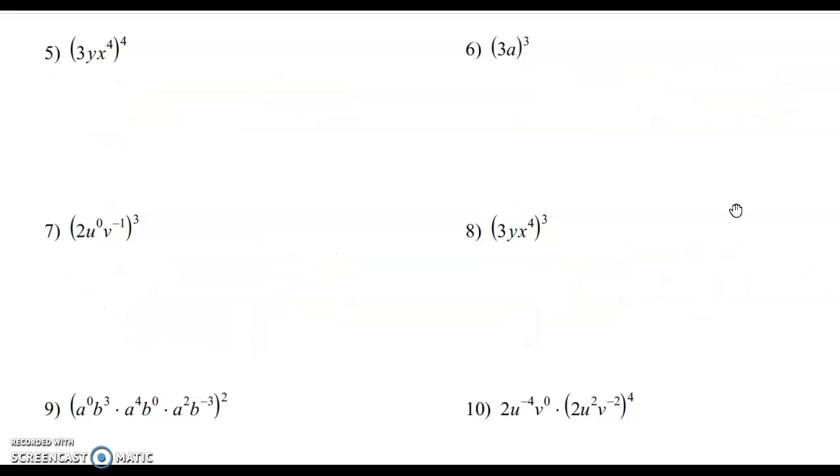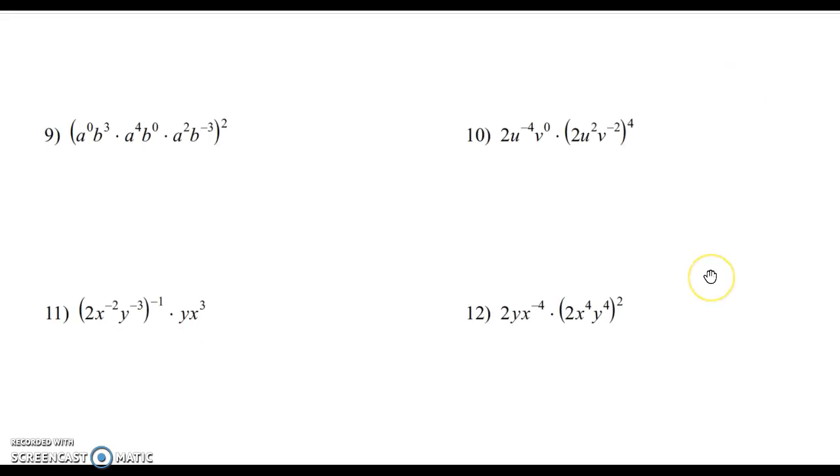Look at the last 4. Ooh, I see some zeros. So the first thing I'm going to do is get rid of my zeros. But then I see I have A's and B's in there.